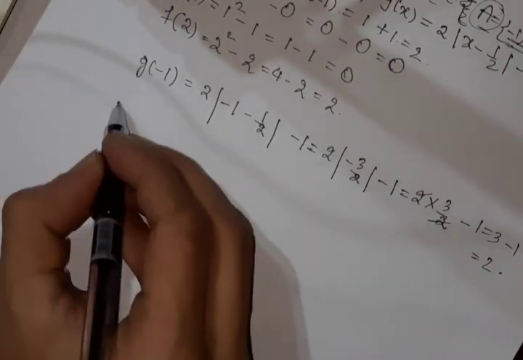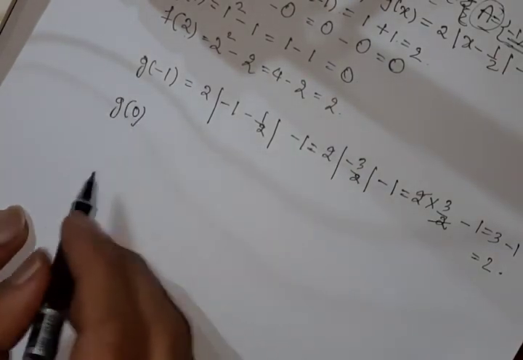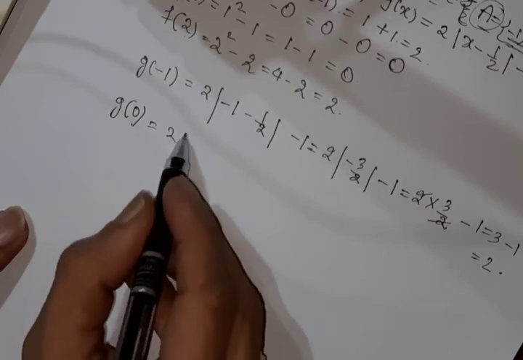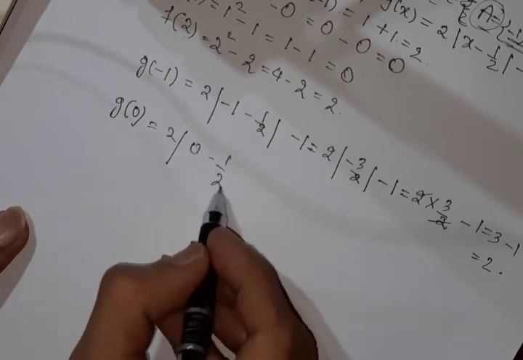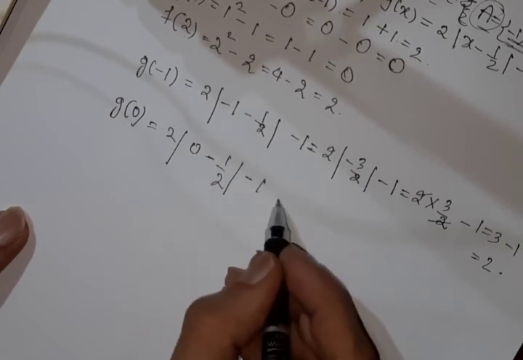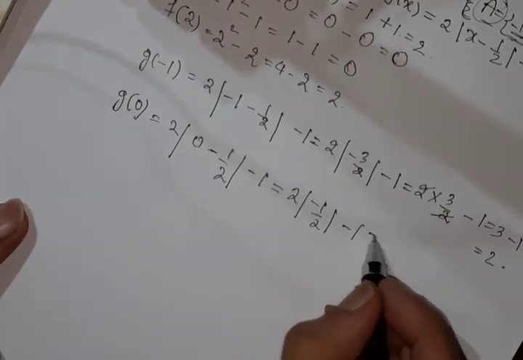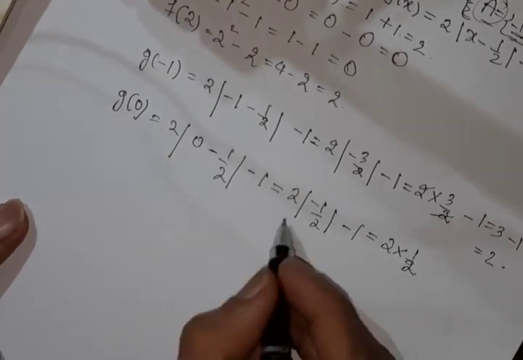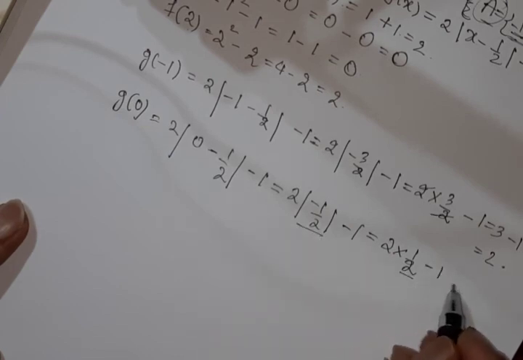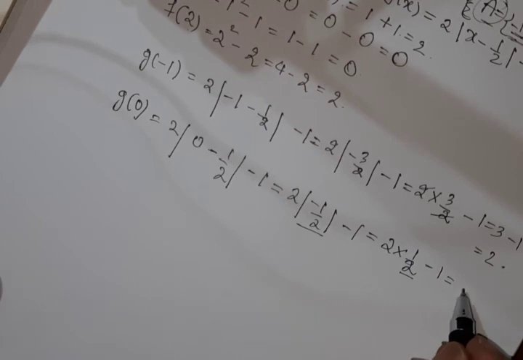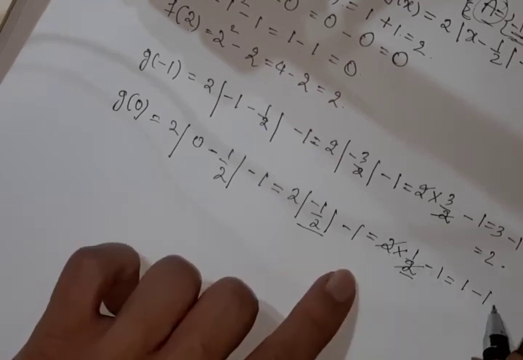What is the next value? g of 0 we have to check. That is equal to 2 times modulus of 0 minus half, minus 1, which is equal to 2 modulus of minus half, minus 1. Which is equal to 2 times half, because modulus of minus half is half, minus 1. So 2 and 2 get cancelled and you'll get 1 minus 1, which is equal to 0. So that is the second value.